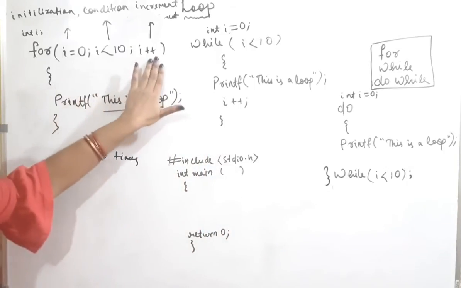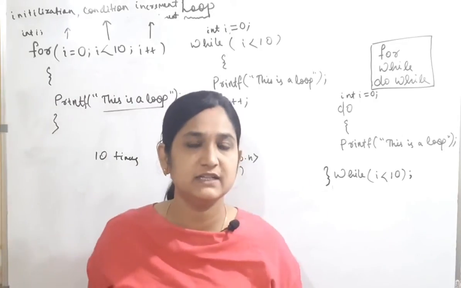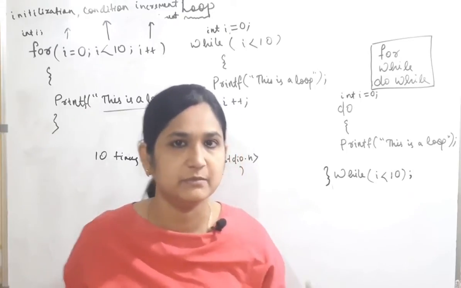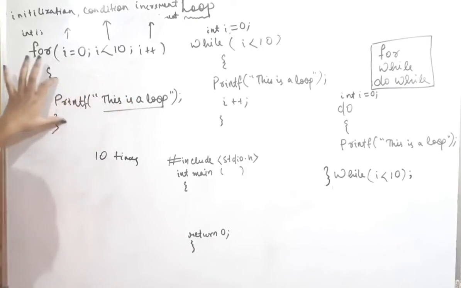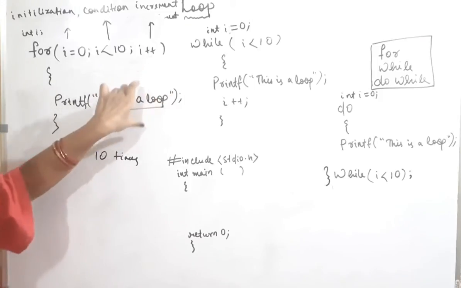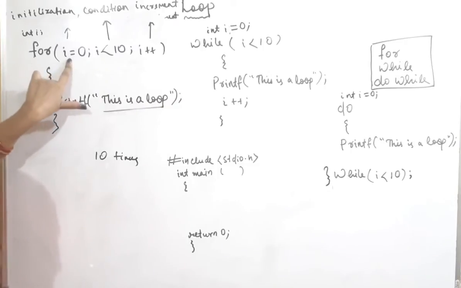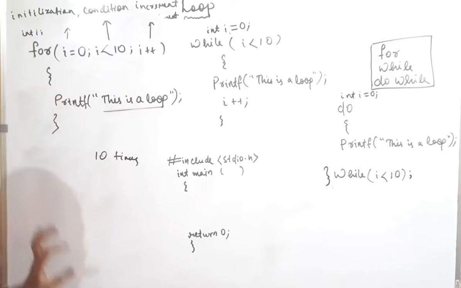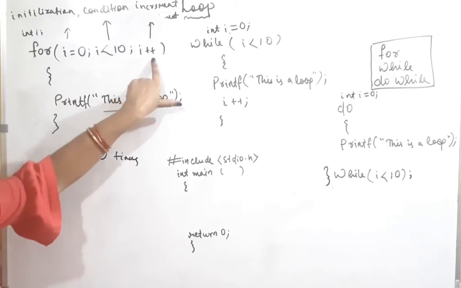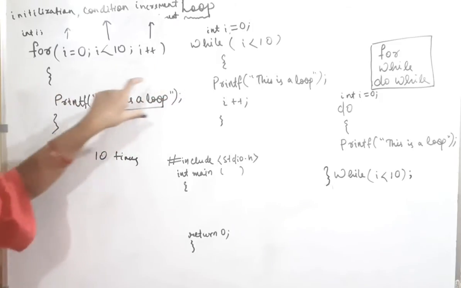The next is i plus plus. Each time the loop executes and the condition is true, i will be incremented. So first i is 0, and 0 is less than 10, so the printing will be executed. First time it will print "this is a loop". After printing, the incrementation will take place, and i will be 1. Again the loop will iterate. 1 is less than 10, so the printing statement will execute the second time, and again the increment will be done. Now i will be 2, which is less than 10, so the third time it will print.